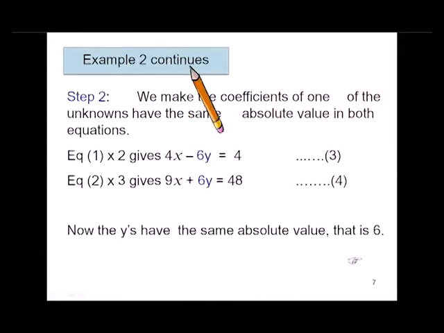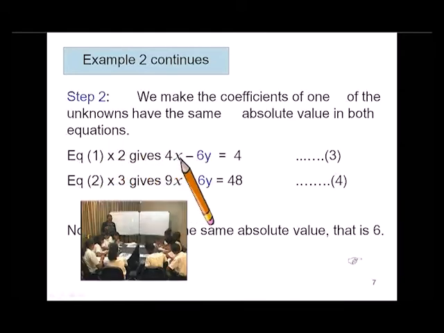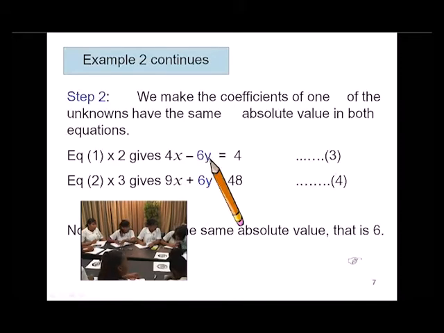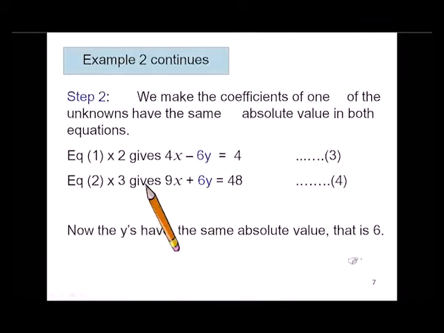Example 2 continues. Step 2. We make the different coefficients of one of the unknowns have the same absolute value in both equations. Equation 1 multiplied by 2 gives 4x take 6y equals 4, equation 3. Equation 2 multiplied by 3 gives 9x plus 6y equals 48, equation 4. Now the y's have the same absolute value, that is 6.